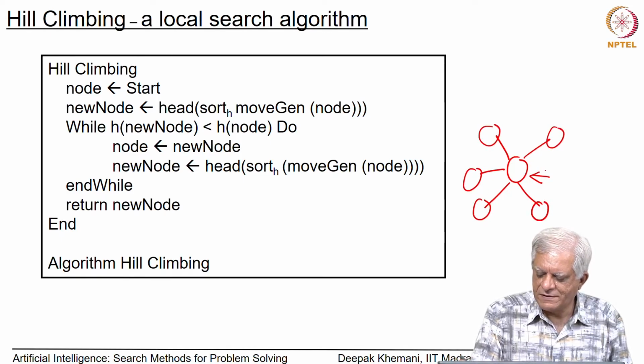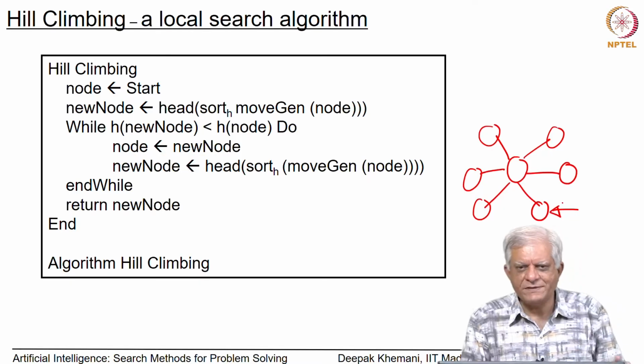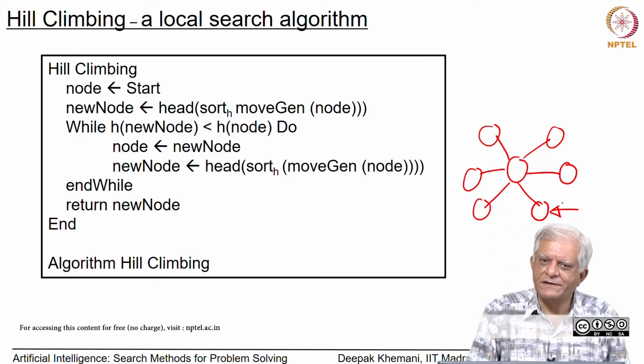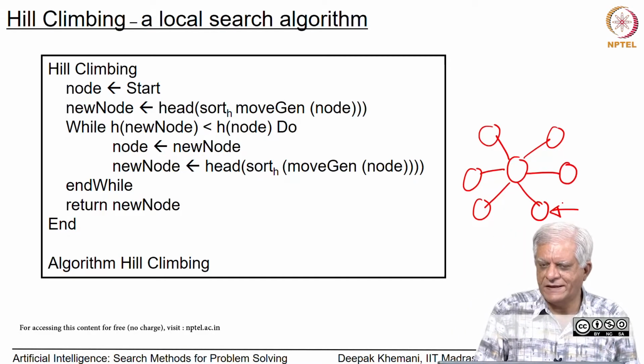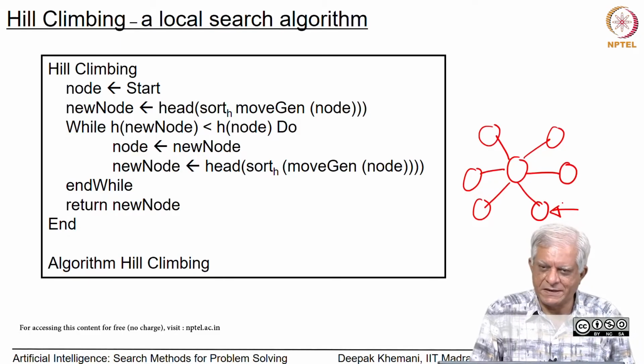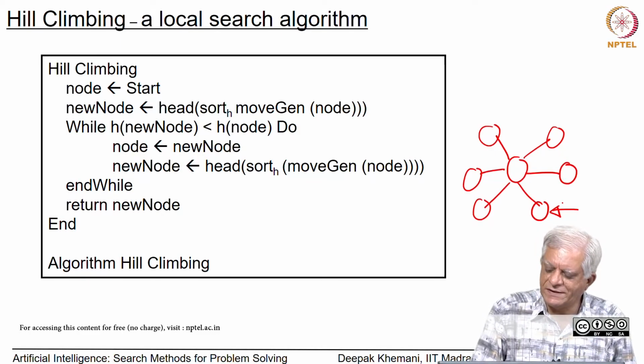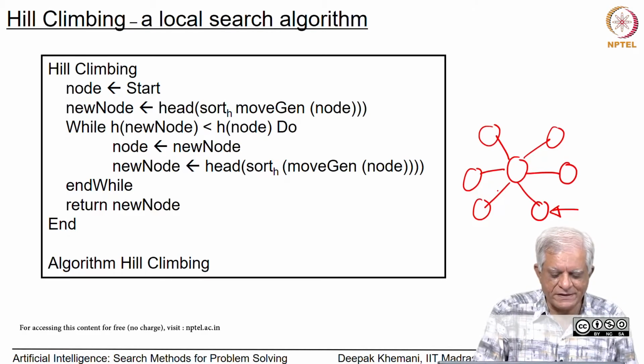and it will move to the best node. So, it just repeats this process, throwing away everything else that it has generated in the past. Because of this, the space requirement is constant, and the only space it needs is the neighbors of a current node that are generated.